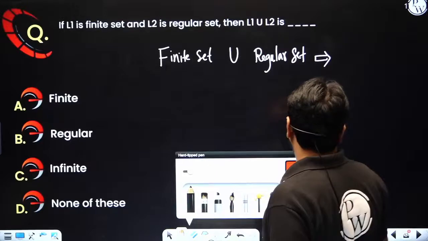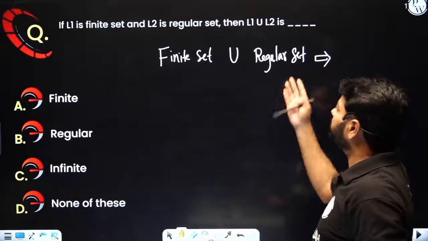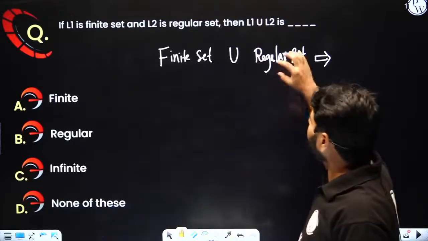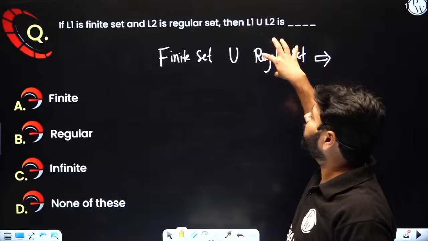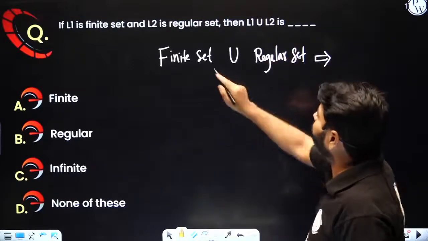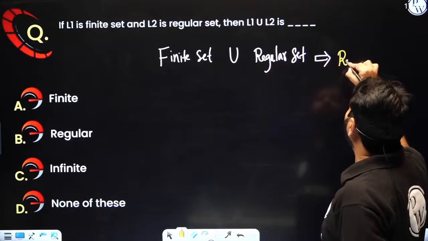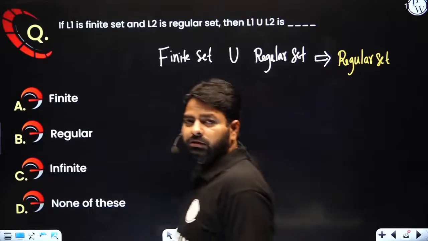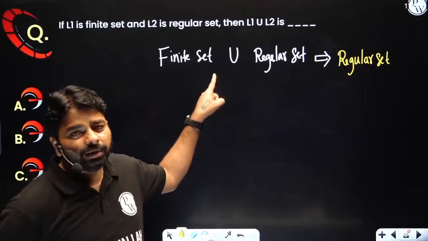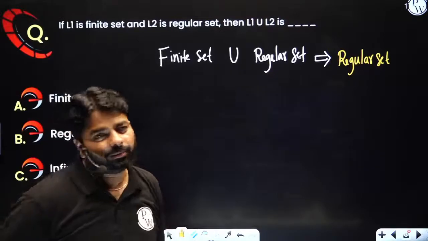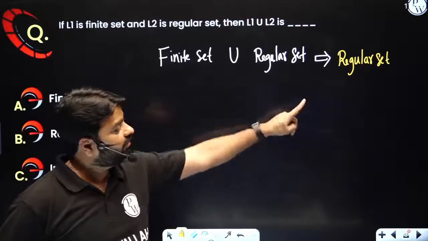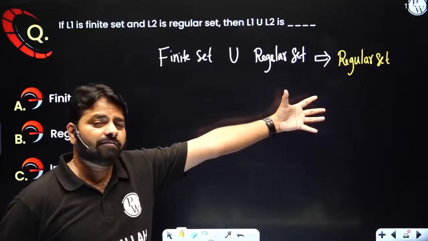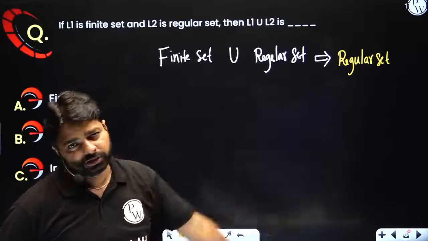What is the answer? Can I say finite? You can't, because the regular set might be an infinite language. You do not know, right? If the regular is finite, it's fine, the result will be finite, but regular is not guaranteed to be finite. Finite union regular, can I say regular? Why? Because for the finite set you can design a finite automaton, and for the regular language you already have a finite automaton. These two finite automata can be combined to get a finite automaton back. It's always guaranteed the result is regular, because we can design a finite automaton, or write a regular expression for the result.